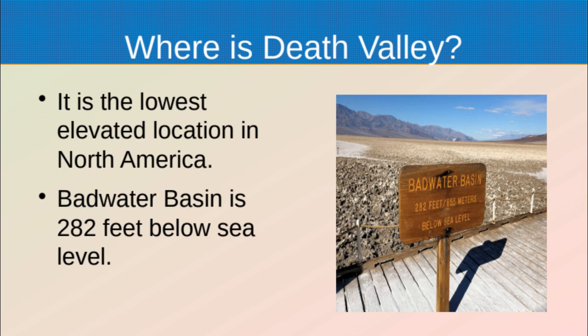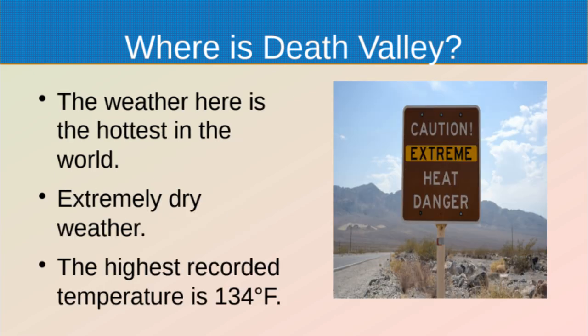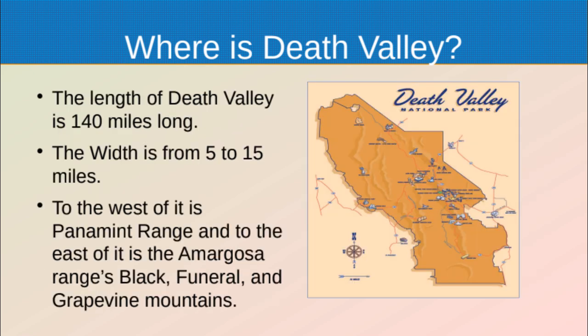Badwater Basin in Death Valley is 282 feet below sea level. The weather here is known for being the hottest in the world and extremely dry. The highest recorded temperature is 134 degrees Fahrenheit. Death Valley is a large geologic site. The length is approximately 140 miles long and the width is from 5 to 15 miles.